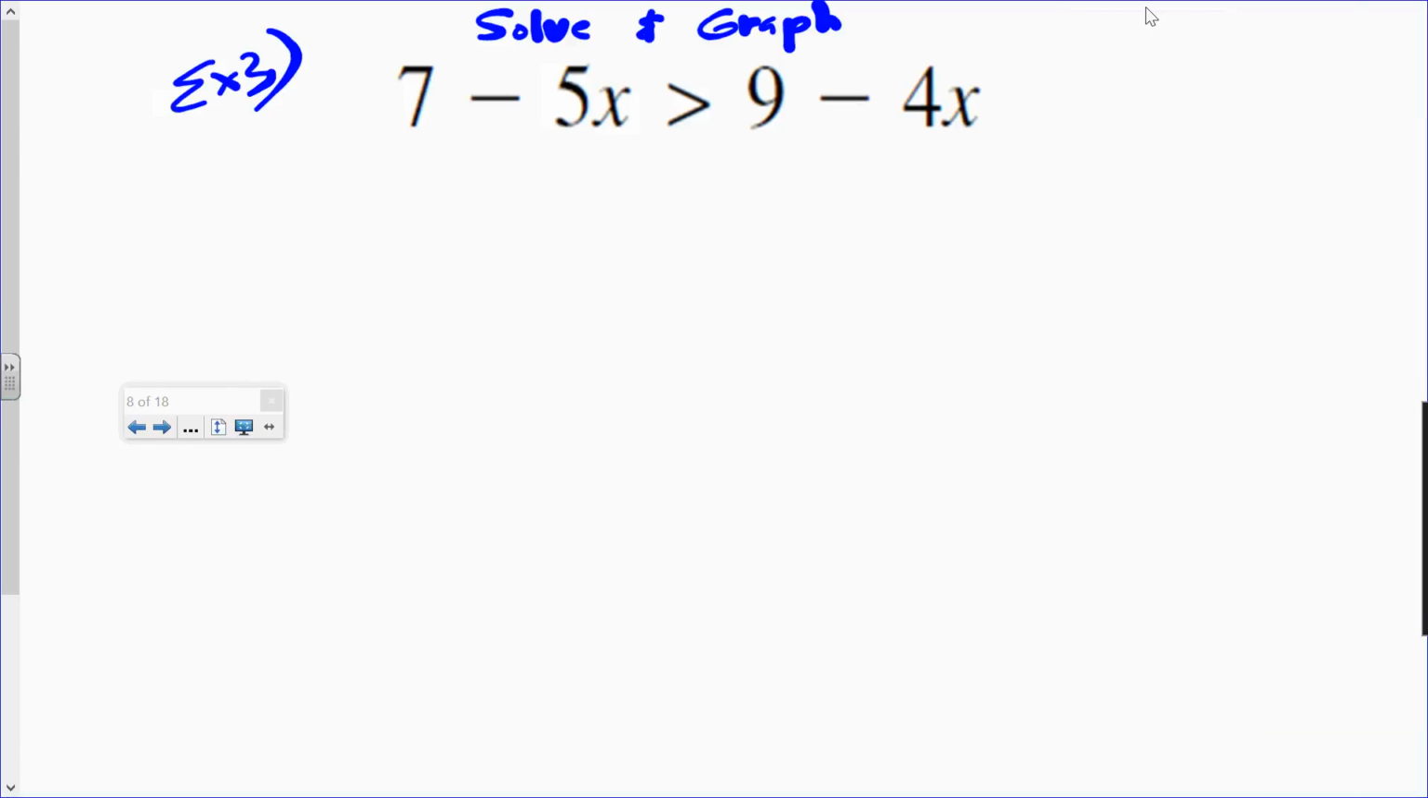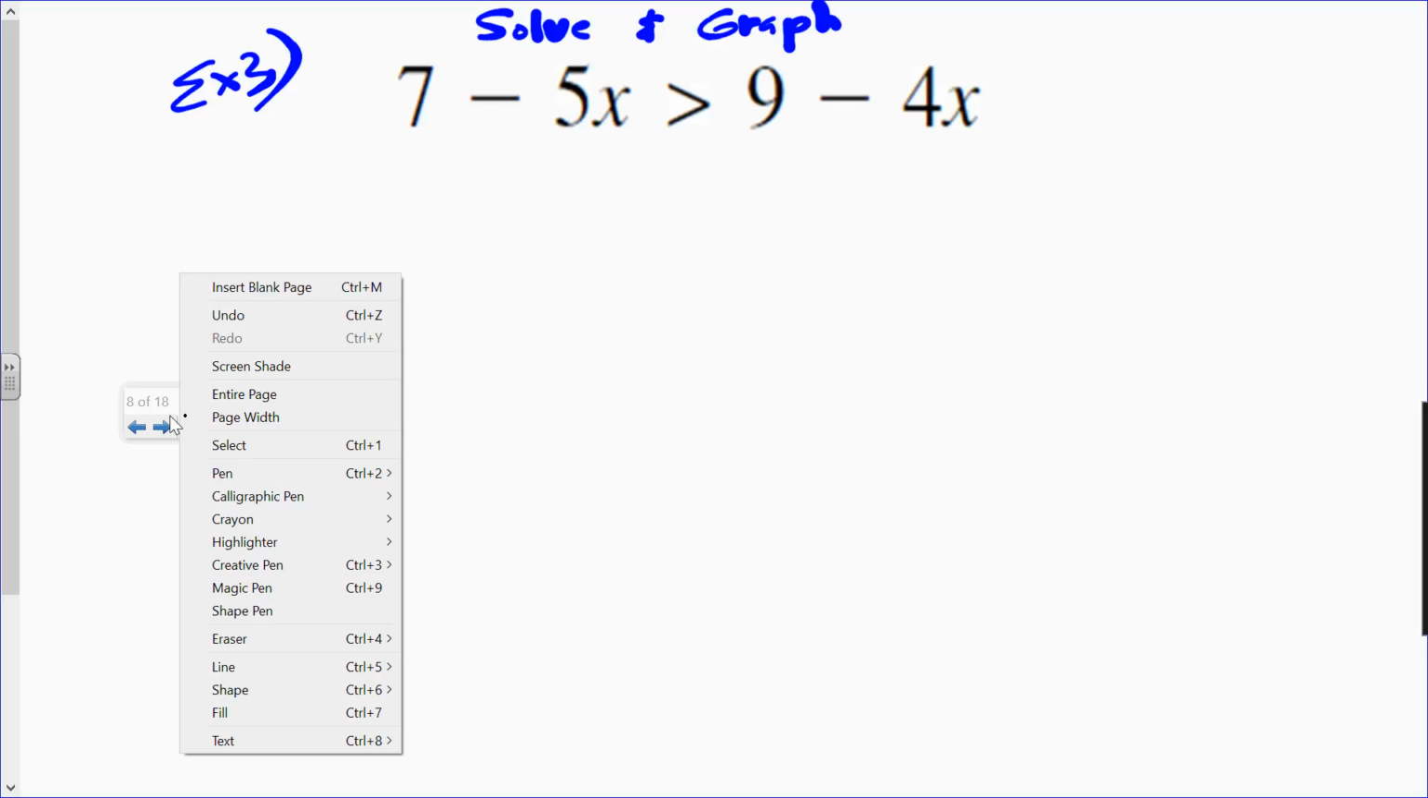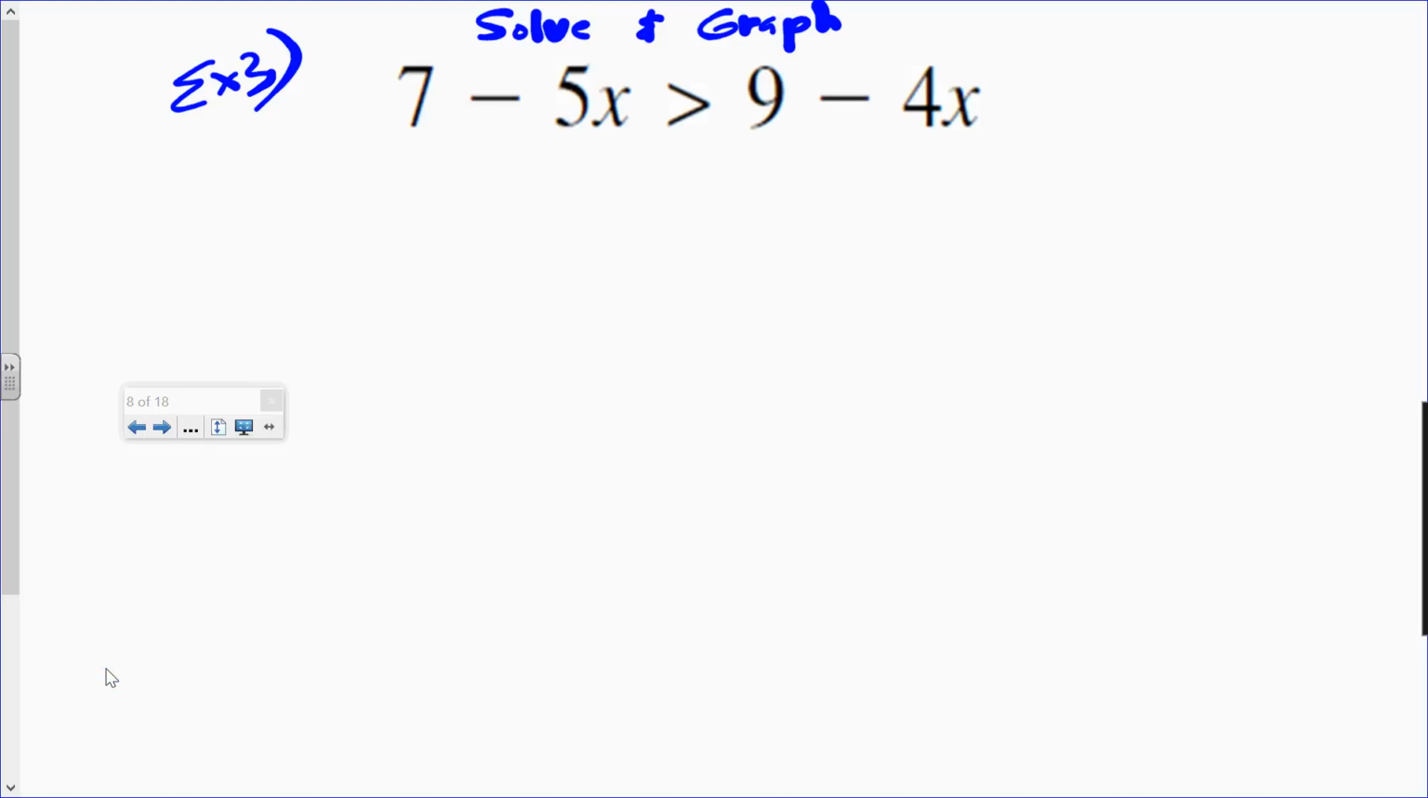Let's do it. All right, so we'll treat it the same way we do equations. Let's get x alone. So I have x on the left and on the right. Let's get them on one side. So what I'll do is I'll add a 4x to both sides, so that this way we can get x's on one side. All right?